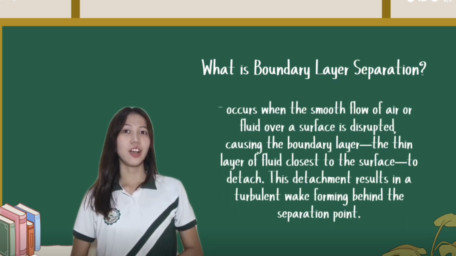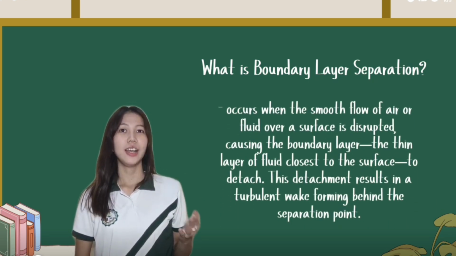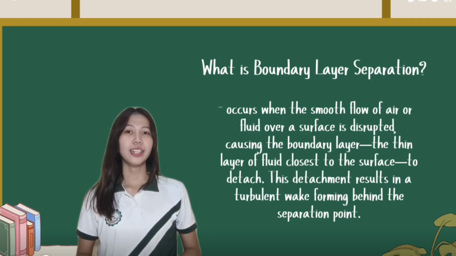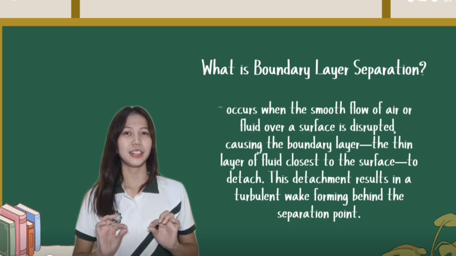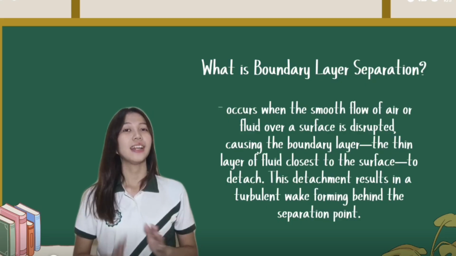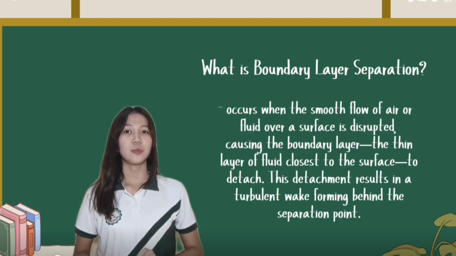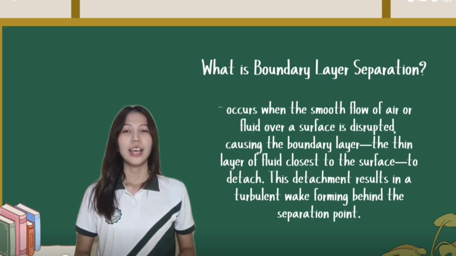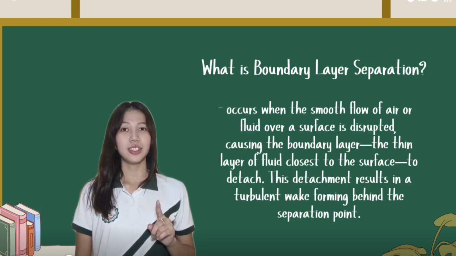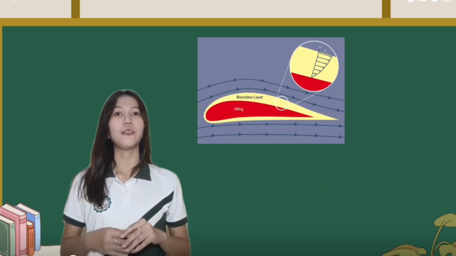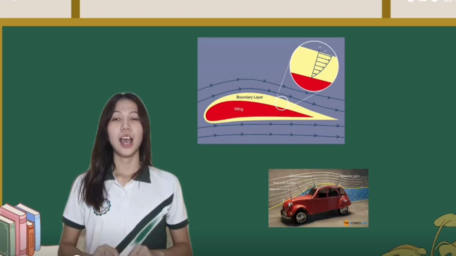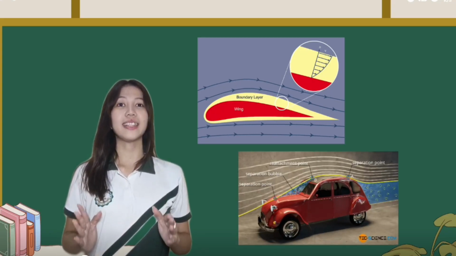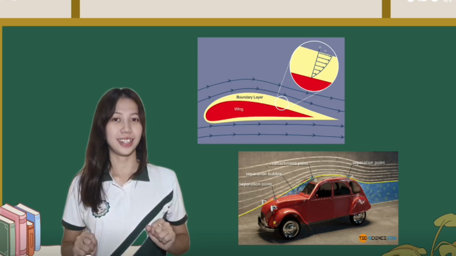In simple terms, it occurs when the smooth flow of air or fluid over a surface is disrupted, causing the boundary layer, which is the thin layer of fluid closest to the surface, to detach. This detachment results in a turbulent wake forming behind the separation point. To give you a clear image, imagine wind flowing over a surface of an airplane wing or a car's body. If the airflow detaches, it creates drag and reduces efficiency.